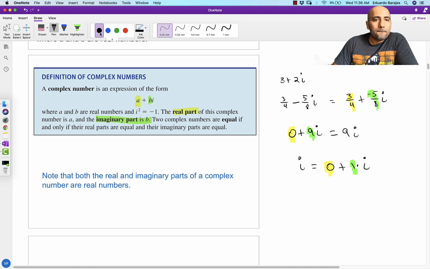Likewise, if we just see a whole number like 5, it is a complex number. The number 5 is the same thing as 5 + 0i.